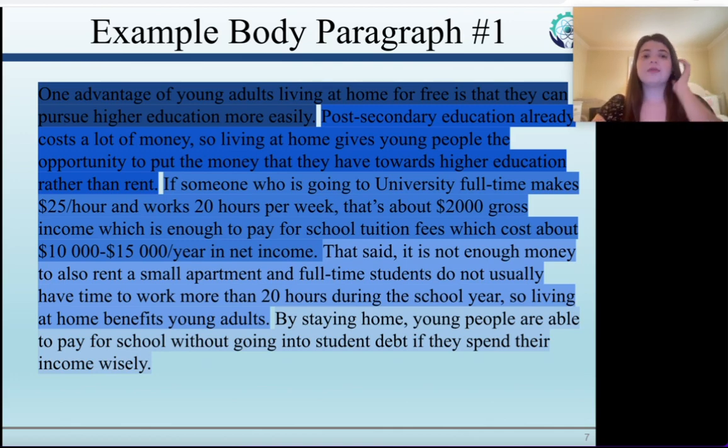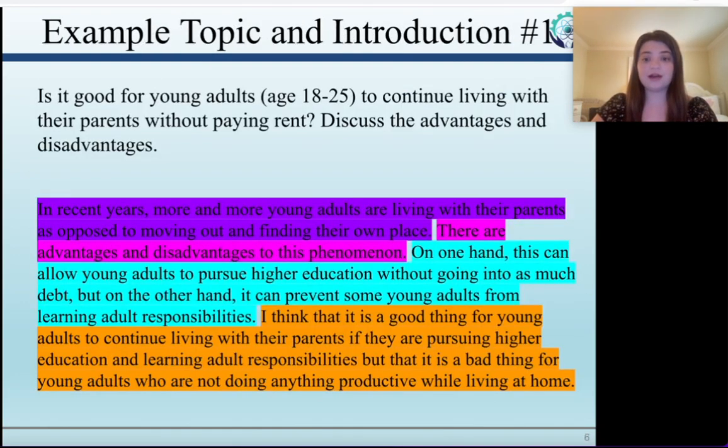Okay, so that's body paragraph number 1. Let's move on to body paragraph 2. So let's go back to our introduction and remind ourselves, for body paragraph 2, we're going to be discussing in detail our second reason. So what was the second reason? Well, the second reason in the advantage disadvantage essay is the disadvantage. So, what was the disadvantage again? The disadvantage is that it can prevent some young adults from learning adult responsibilities, right?